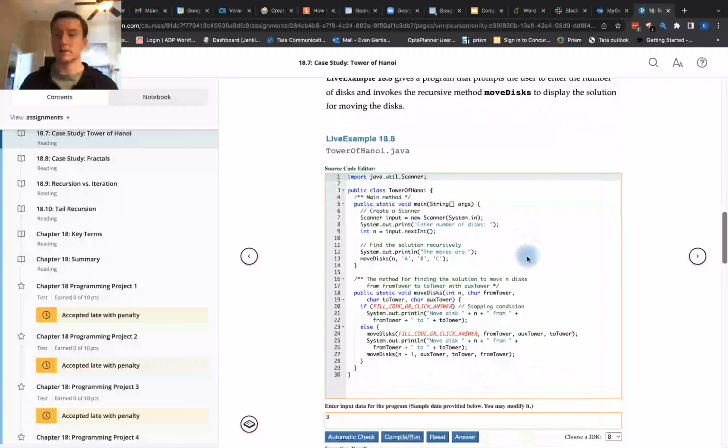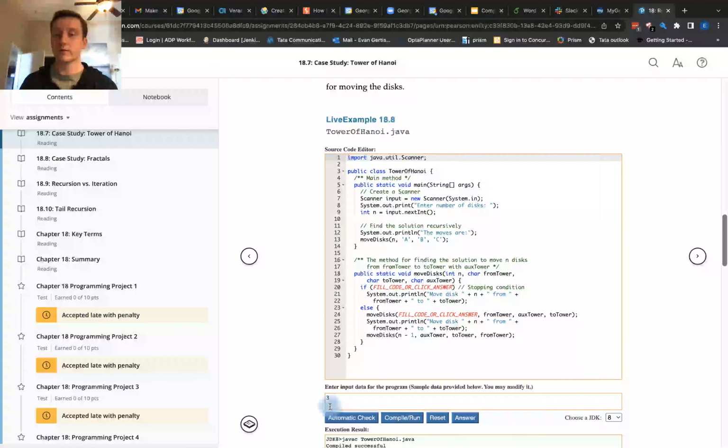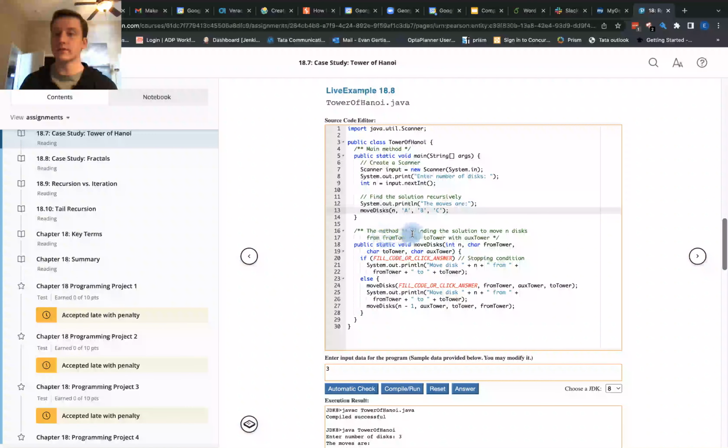So here we have an example. Here we have the Tower of Hanoi, public static void main. So we're bringing our input in here. We're entering the total number of disks, 3, and then we have our scanner input here, which captures that, and then we move the n disks. Then we have our basis for the disks, A, B, C. So the method for finding the solution to move n disks from the from tower to the to tower with the auxiliary tower. If n equals 1, that's our stopping condition.